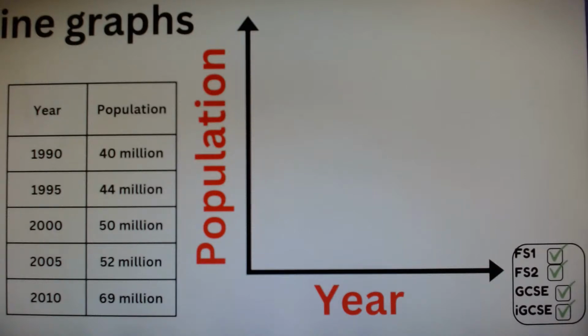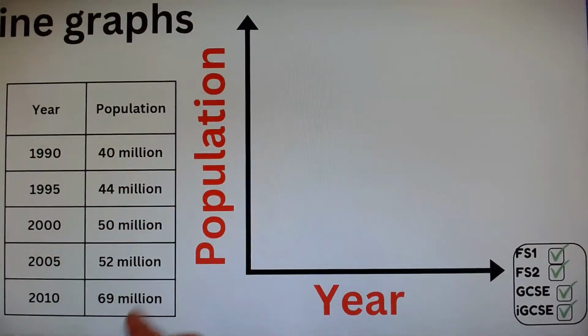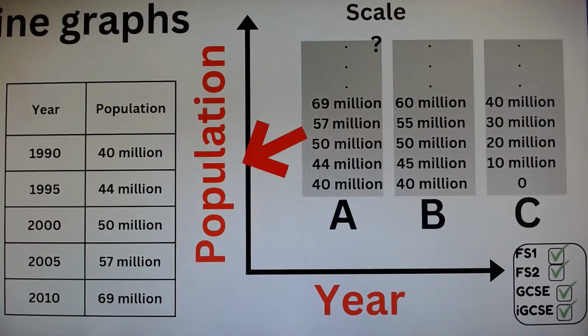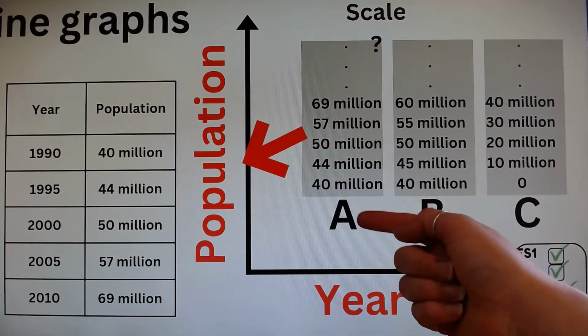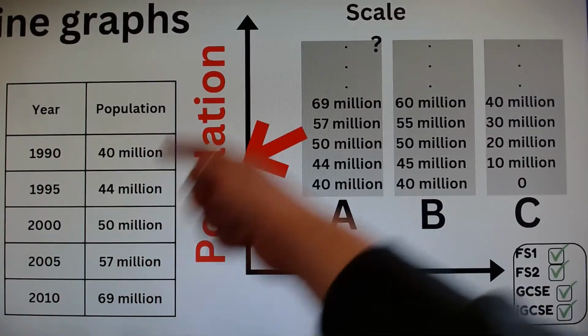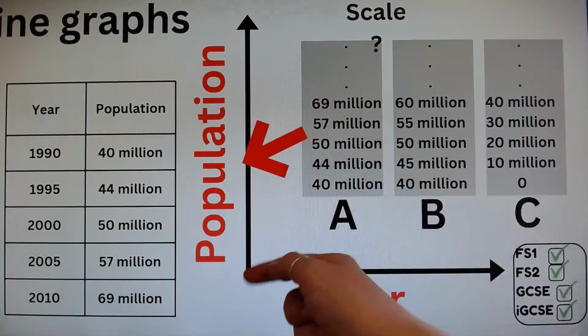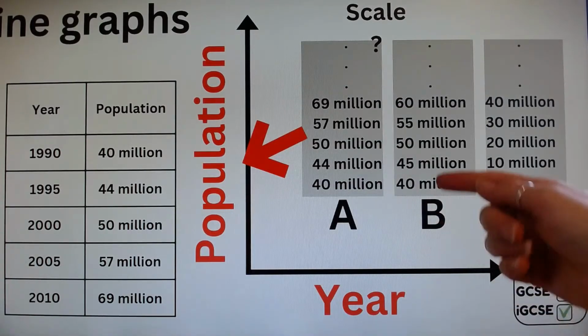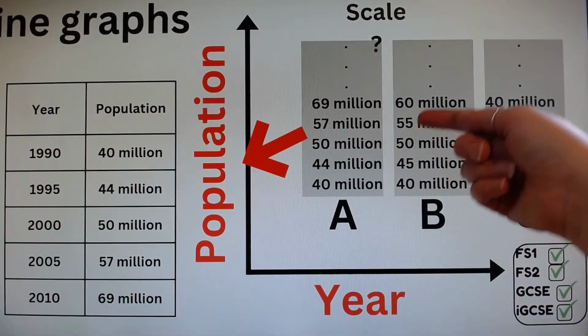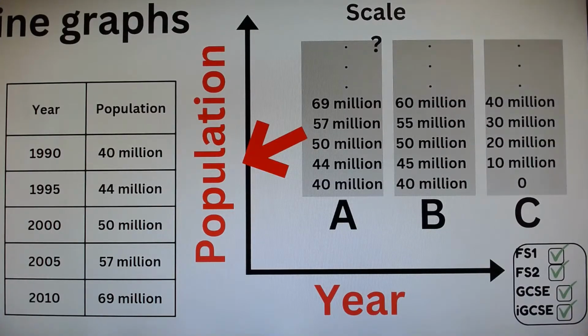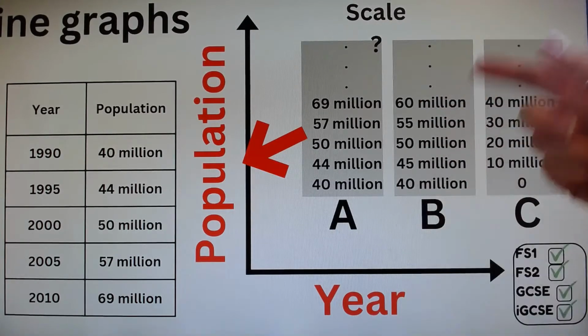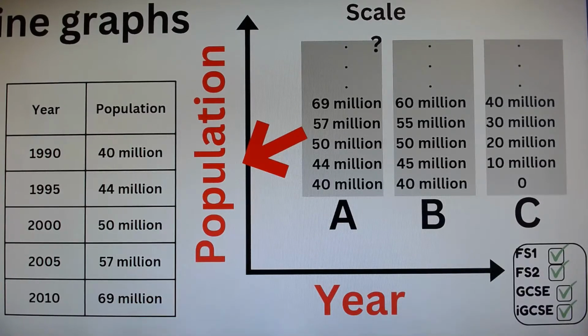This is obviously going up in huge amounts: 40 million, 44 million, 50 million, 57 million, 69 million. So I've got three options for your scale. Option A is that we label it with those numbers, 40, 44, 50, 57, 69 million up here. Option B is that we go 40 million, 45 million, 50 million, 55 million, 60 million, and keep going. These dots represent that we keep going until we get to 69 or above so that we can include it on there. And option C is that we start at 0 and then we go 10 million, 20 million, 30 million, 40 million, and keep going until we're at or above 69 million.